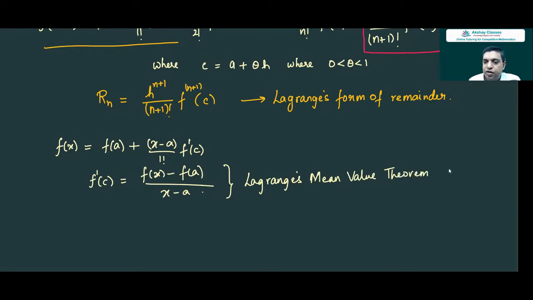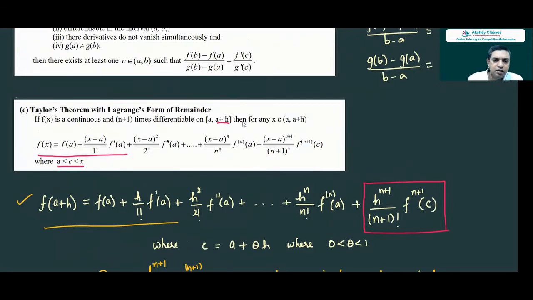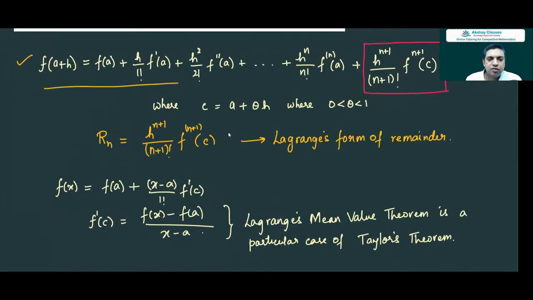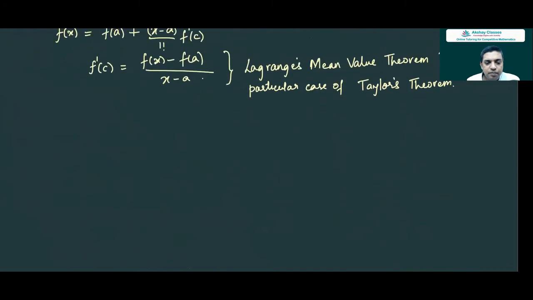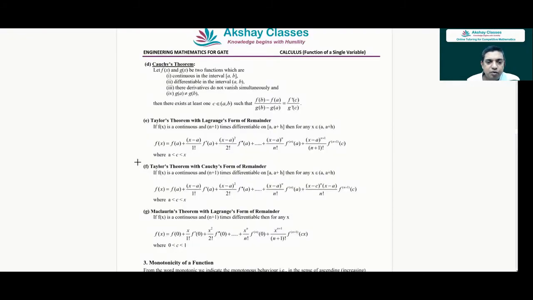So Lagrange's mean value theorem is a particular case of Taylor's theorem. All right. Now, next, we can have Taylor's theorem in another form with Cauchy's form of remainder.